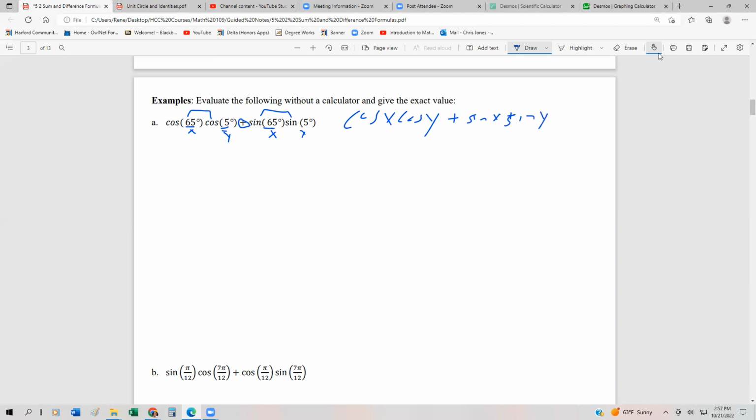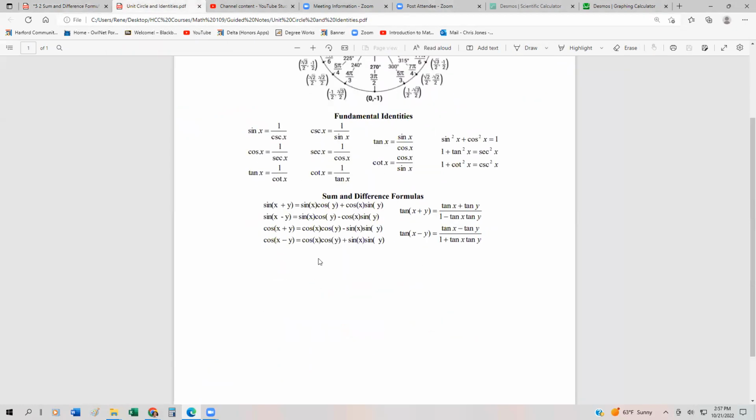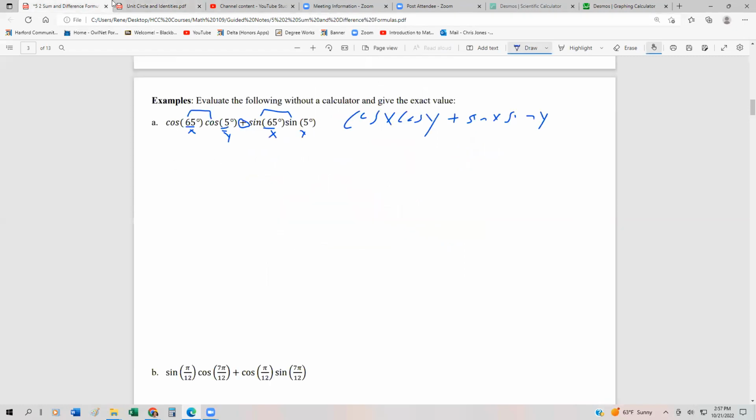All right. And if we can find that pattern, then we might be able to evaluate this. So if we go into our formulas, again, cos, cos plus sine, sine, we notice right here that we have cos, cos plus sine, sine. And that's equal to cos of x minus y. In this case, we said x was 65 and y was 5. So this now becomes the cosine of 65 degrees minus 5 degrees, or the cosine of 60 degrees, right?